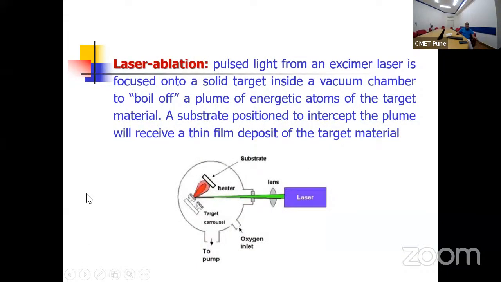And there is laser ablation. Pulsed light from an excimer laser is focused on a solid target inside a vacuum chamber to boil off a plume of energetic atoms of the target material. A substrate positioned on the intercept of the plume will receive a thin film deposit of the target material. Here it is a laser that is focused on the target material. It's melted and then a plume is formed, and then one can deposit on the substrate here.